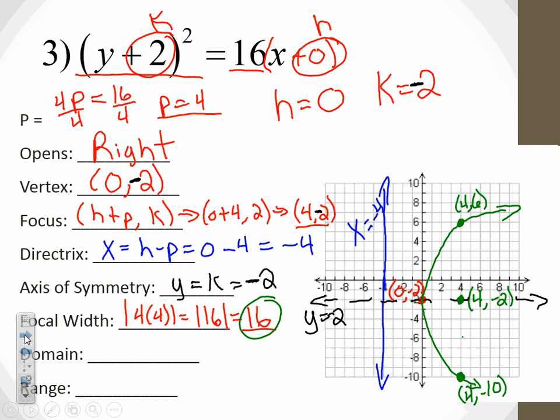Now, domain and range, I didn't forget this time. Domain, since it's moving left or right, this is where our domain is going to be different. It's x such that x is going to the right, so it's greater than or equal to, and our x value is 0. And now our range is just y such that y equals all real numbers.